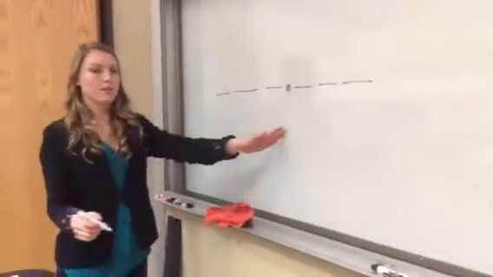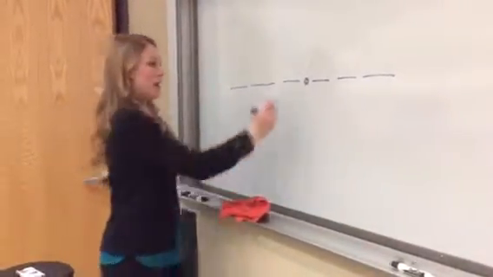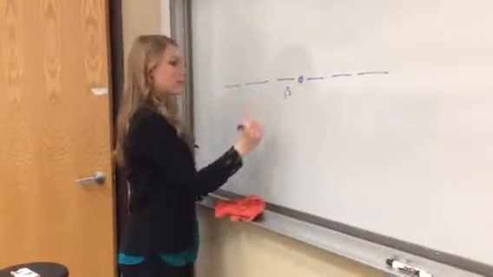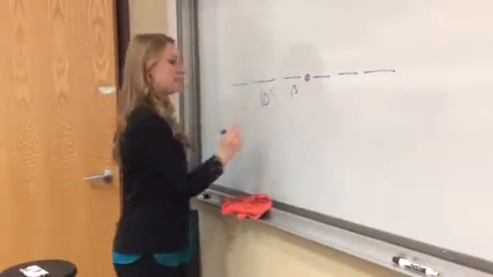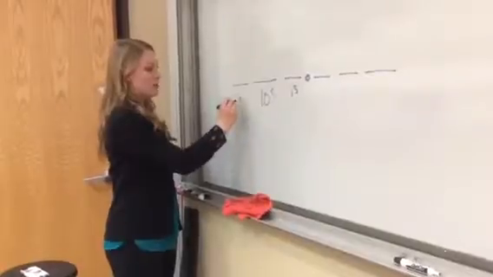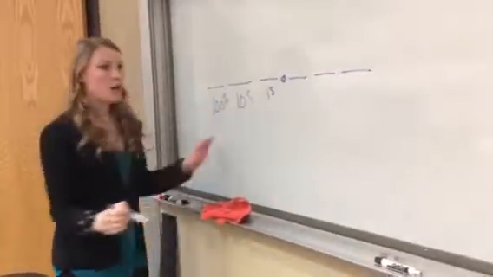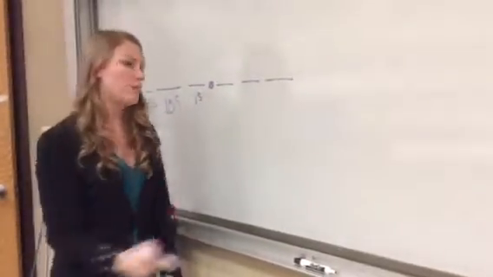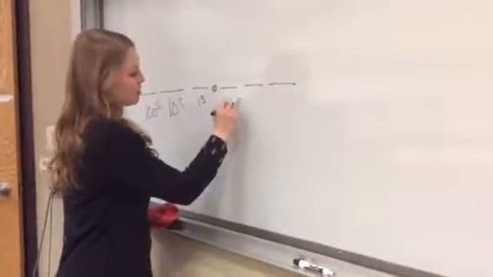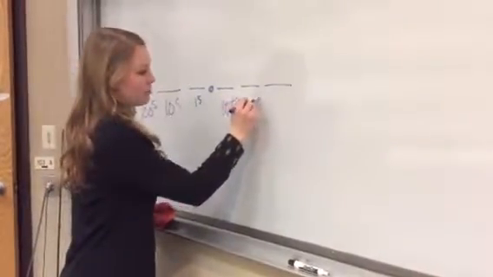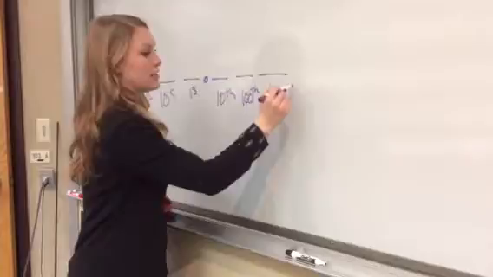So looking to the left of our decimal, we have the ones place value, the tens place value, and the hundreds place value. Looking to the right of the decimal, we have the tenths place, the hundredths place, and the thousandths place.